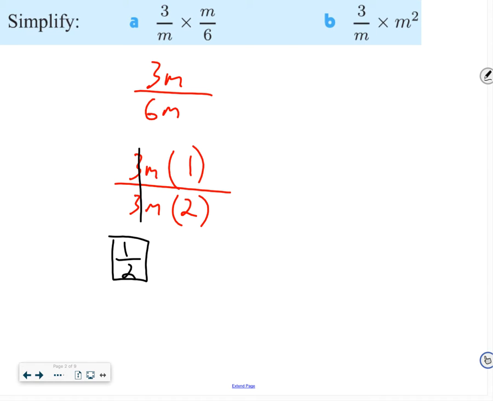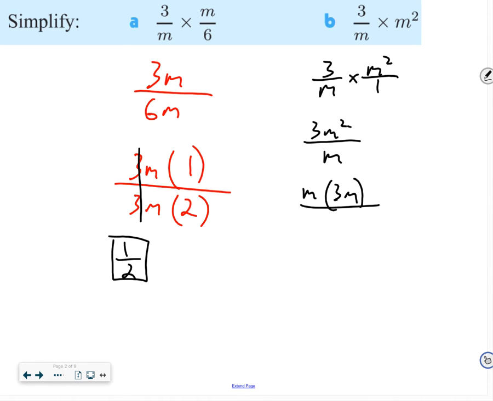Simplified fraction. Okay, on part B here, anytime I have something that doesn't look quite like a fraction, I can make it a fraction by just dividing it by 1. As I multiply it out, I have 3m squared over m. I think about my greatest factors here, and I'm going to factor out an m up top, and an m on the bottom, and I see that this simplifies to 1, and I'm just left with 3m over 1, which is equal to 3m.